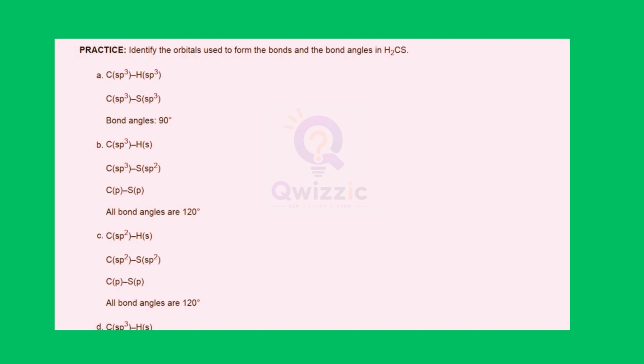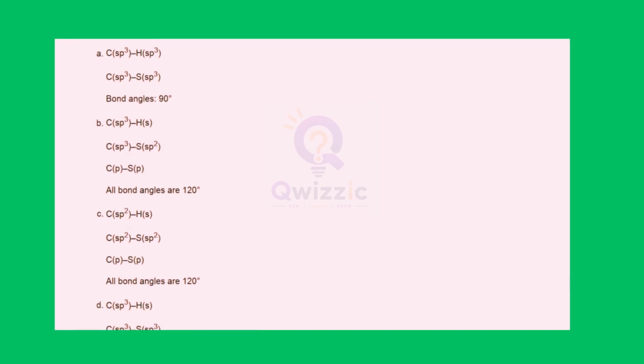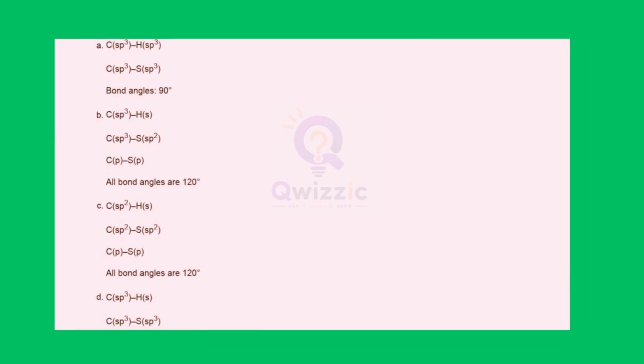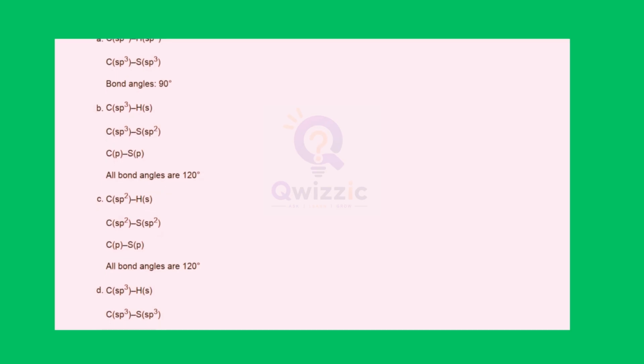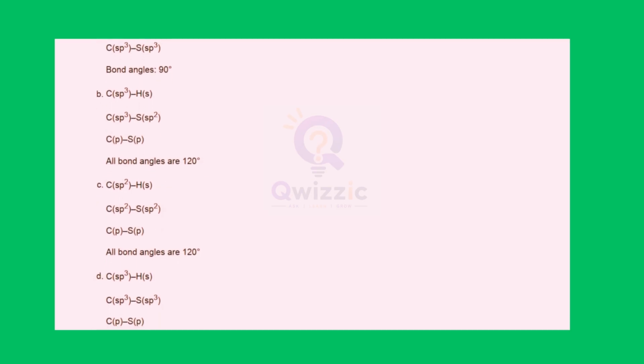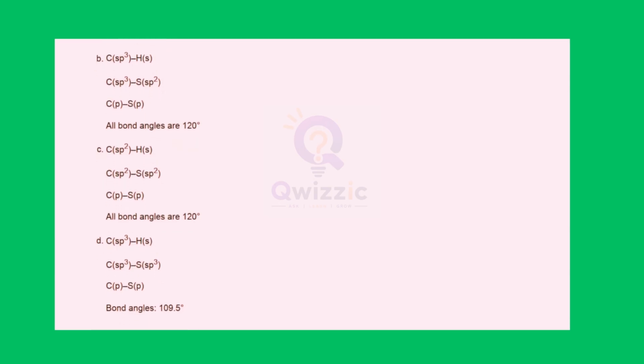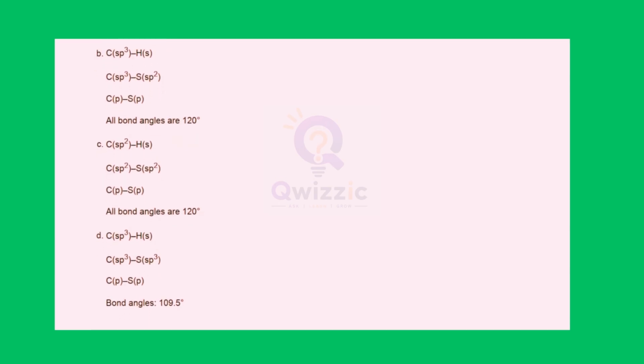Alright, hello everyone. So this question is asking us to identify the orbitals used to form the bonds and the bond angles in H2CS. Now here we have 4 different answer choices labeled A through D, proposing not only the different types of orbitals, but different values for bond angles, including 90 degrees, 120 degrees, or 109.5 degrees.